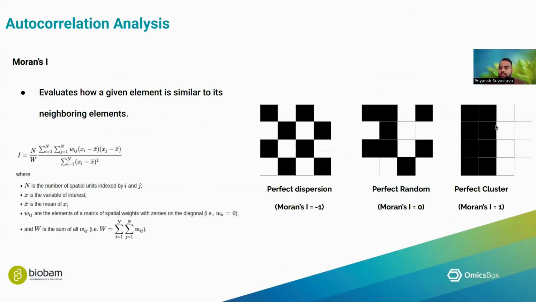And you can have these three kinds of patterns. If you have a value which is close to -1, you will end up having a case where a single cell is expressing a certain gene and all of its neighbors are not expressing that gene. Or you can have perfect randomness, where the gene is expressed everywhere in the UMAP, or maybe not expressed everywhere, but it's purely random. Or you can have a case where you have perfect clusters. So it means that a cell and all of its neighboring cells are expressing this gene, or maybe not expressing this gene. We will see in our analysis how that looks.